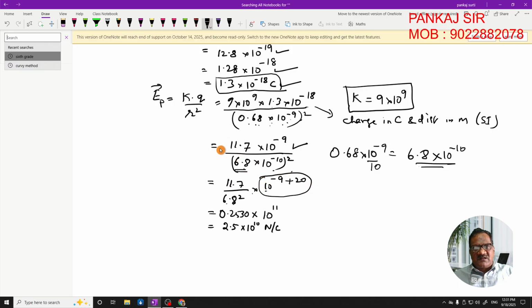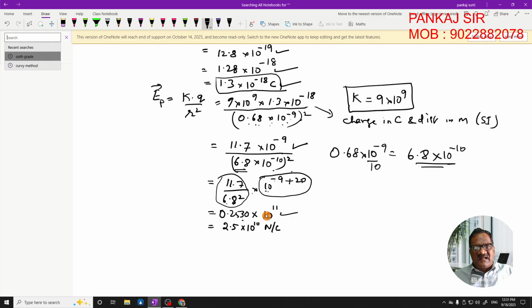And on the left hand side I will get 11.7 upon 6.8 square. Now on the calculator, when I do 11.7 upon 6.8 square, I get the answer as 0.2530. And this part is 10 raised to minus 9 plus 20, that works out to 10 raised to 11. So this is my answer, 0.2530 into 10 raised to 11.